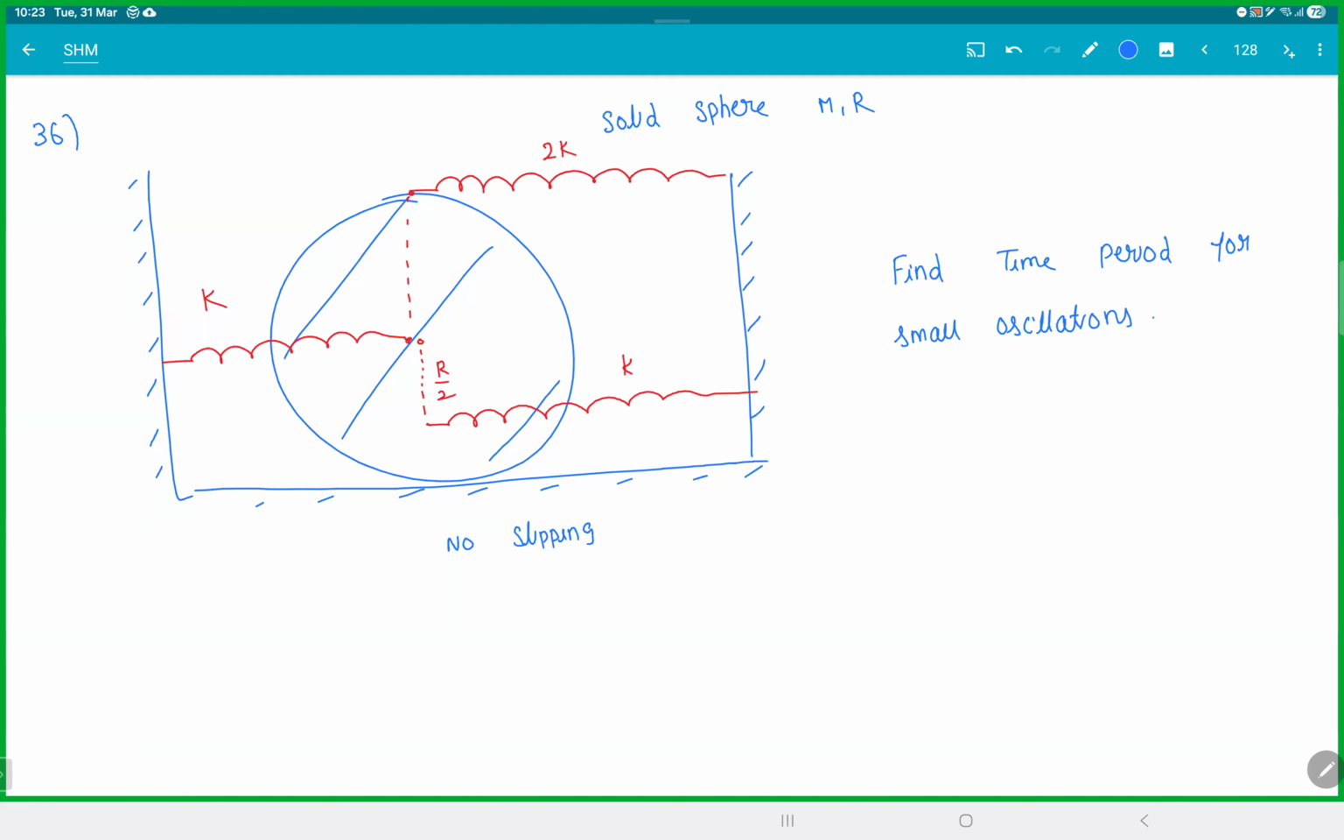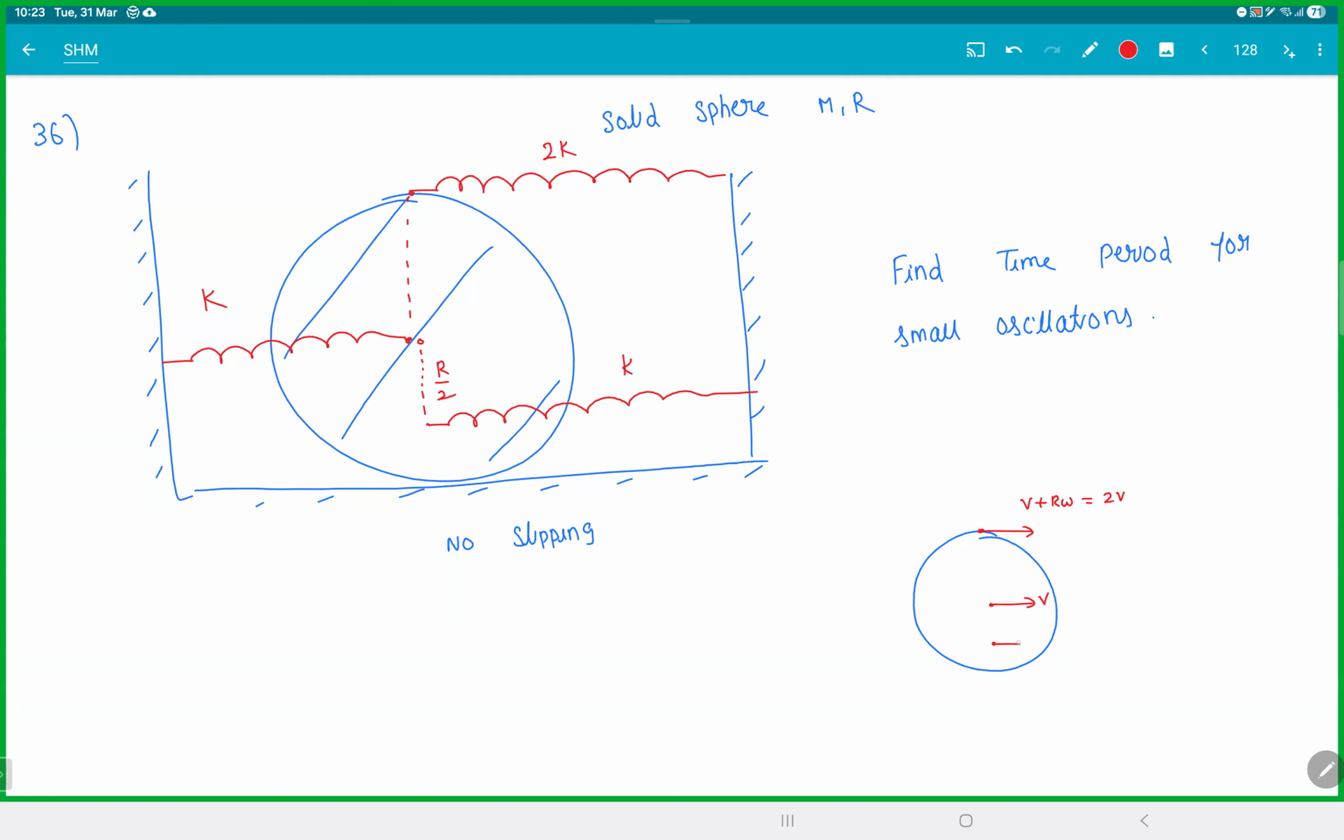What is the catch? Just to give an idea here, let's say you displace it by x. So before that, tell me one thing. If the center is going with speed v, the topmost point is going with what speed? v plus r omega. Since it is not slipping, it is 2v. Make sense? What about the speed of this point then?